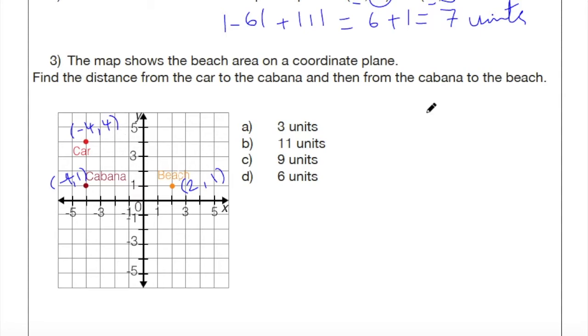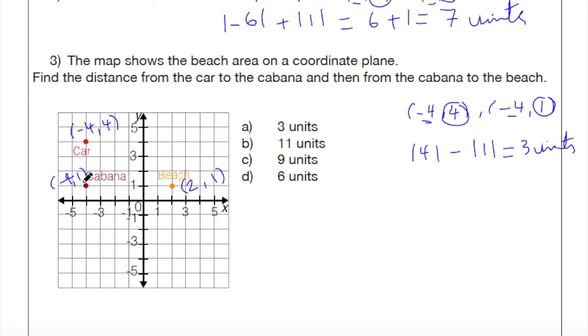First, we have to calculate the distance between car and cabana, which is the distance between 2 points, -4 and 4 and -4 and 1. Here we have -4 fixed, so we're going to calculate the distance between 4 and 1, which have the same sign. So we're going to subtract their absolute values. So it will be absolute value of 4 minus absolute value of 1, which is 3 units.